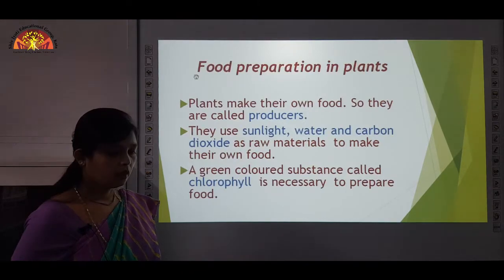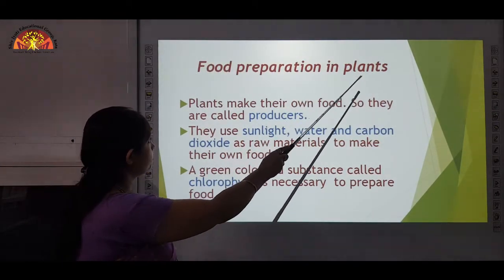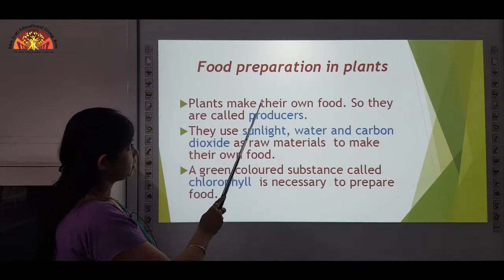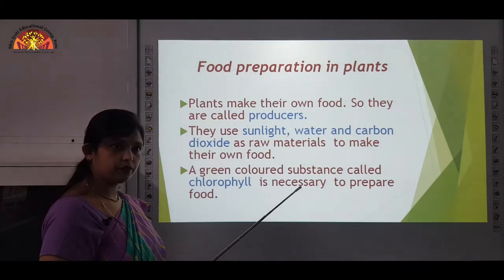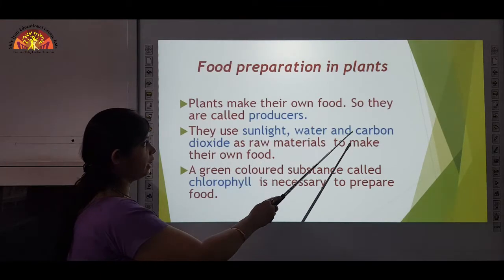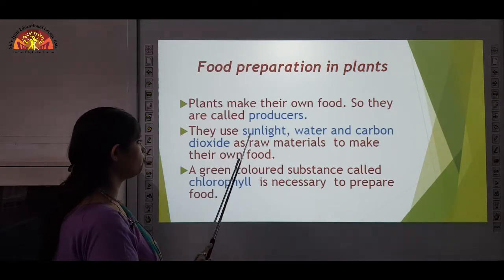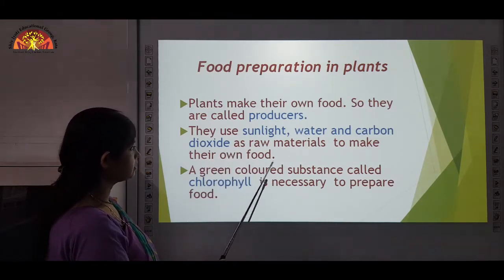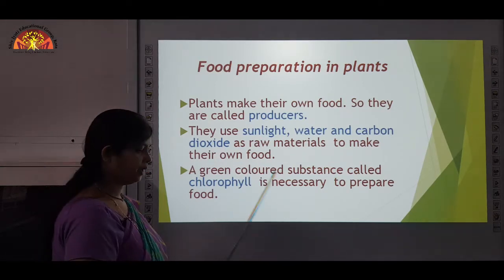Now we come to the next topic, that is food preparation in plants. Plants make their food, so they are called producers. Now how they make their food, that we will discuss now. They use sunlight, water and carbon dioxide as raw materials to make their own food. A green colored substance called chlorophyll is necessary to prepare food.